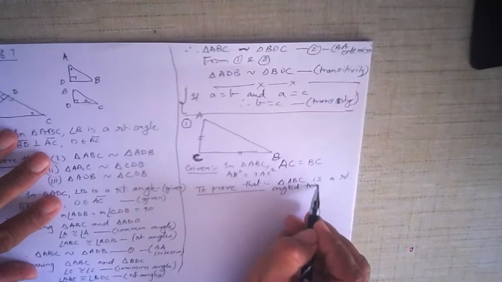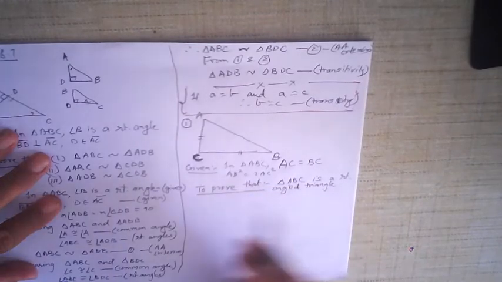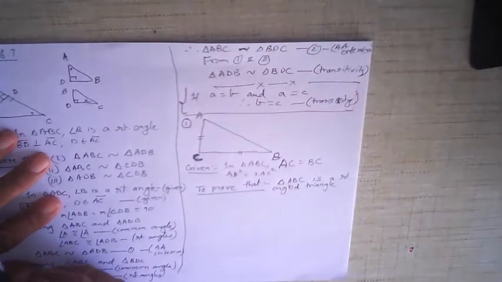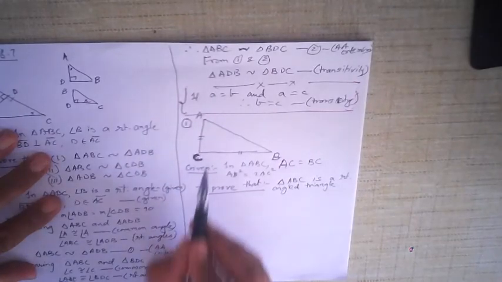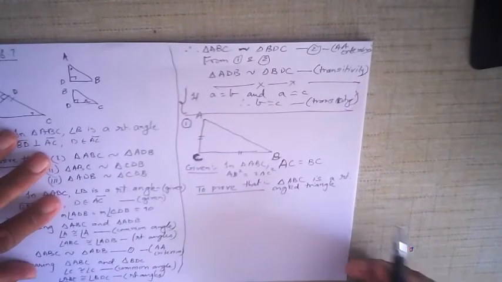This is what I want to prove. In other words, I must show that angle C is a right angle. I don't know whether it is a right angle, but I have to show that it is, and therefore triangle ABC is right angled.